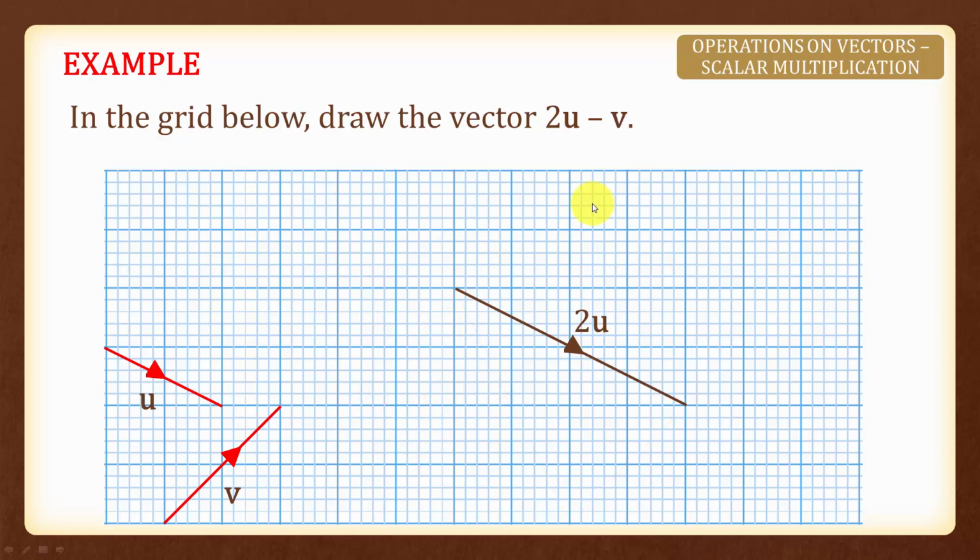We can also draw the vector negative v here, so that once again we have another continuous path, and we will have the resultant vector as negative v plus 2u. And you notice that once again this is the same as 2u minus v.